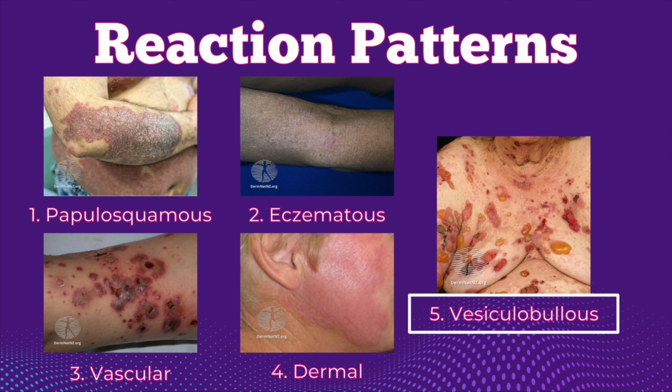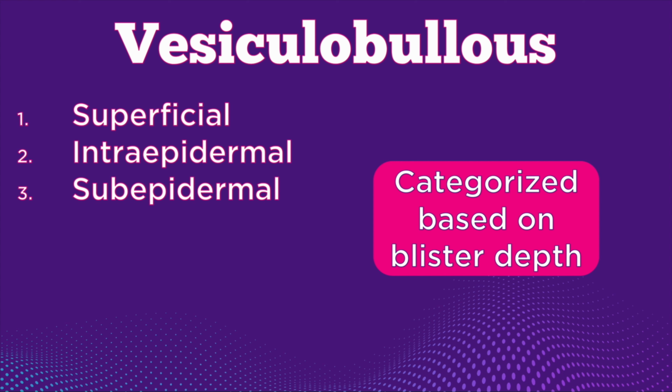So let's go through one more reaction pattern before we get to our interview with Dr. Gropper. The fifth and final reaction pattern are the vesiculobullous disorders, which describe rashes that blister. Dr. Gropper further categorizes them based on blister depth into superficial, intraepidermal, and subepidermal blisters.